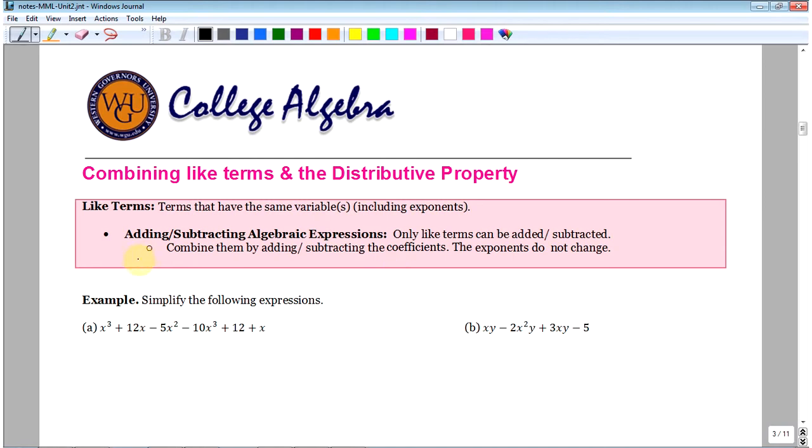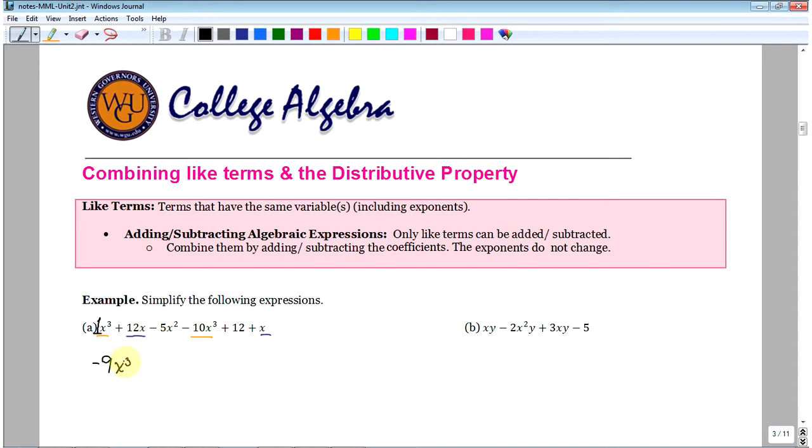So keeping that in mind, let's simplify the following expression. First thing I want to do is to identify my like terms. So x cubed and 10x cubed are like terms, and 12x and x are like terms, and that looks like that's it. To combine them, we just combine their coefficients. The coefficient of x cubed, since there is not one written, is understood to be the number 1. So we'll have 1 minus 10, which is a negative 9, and the variable stays the same.